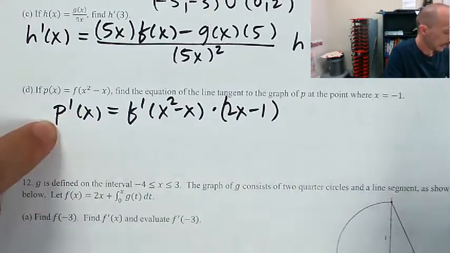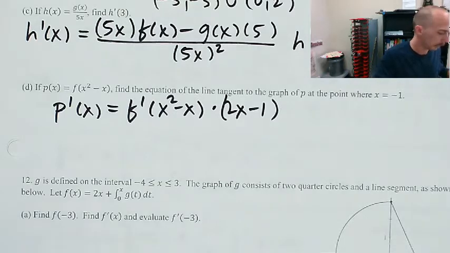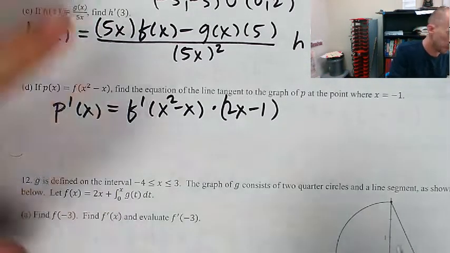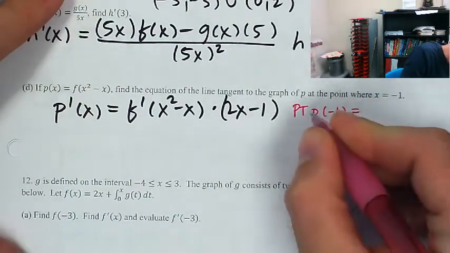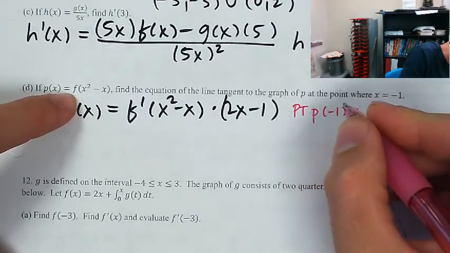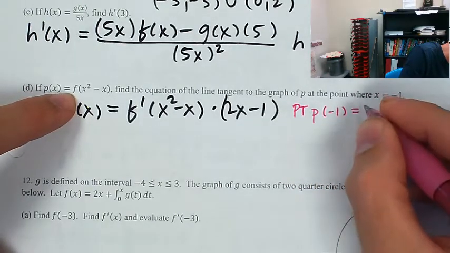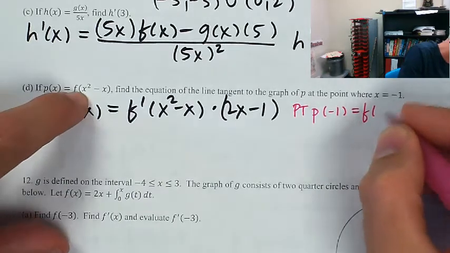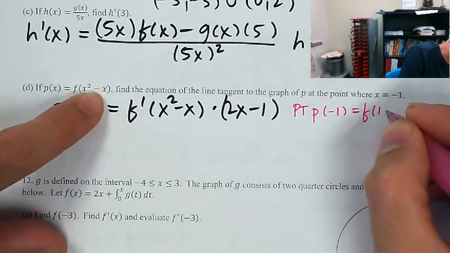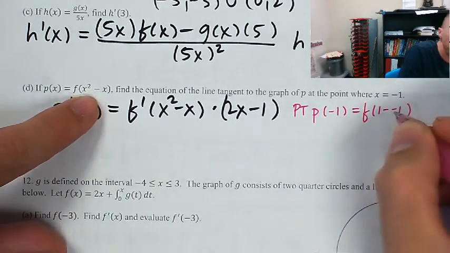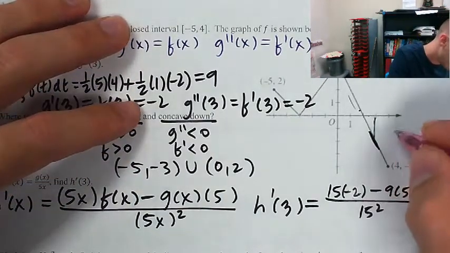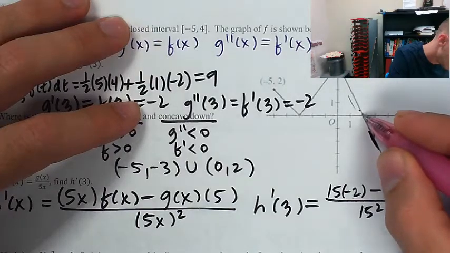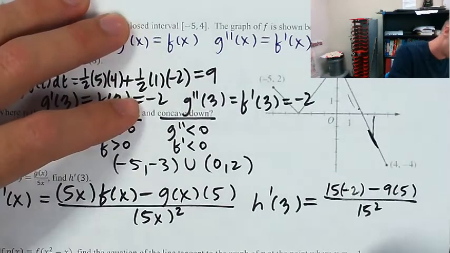I need a point and a slope here. So in order to get the point, I'm going to plug into p of x. The point is p of negative 1 equals f of negative 1 squared, which is 1, minus negative 1, so that's f of 2. F of 2 looks like it's going to be 0. Okay, that's cool.